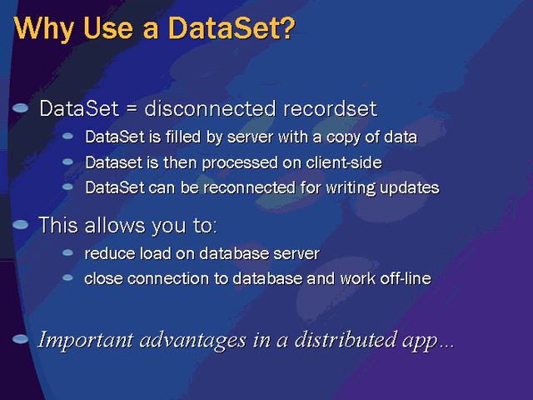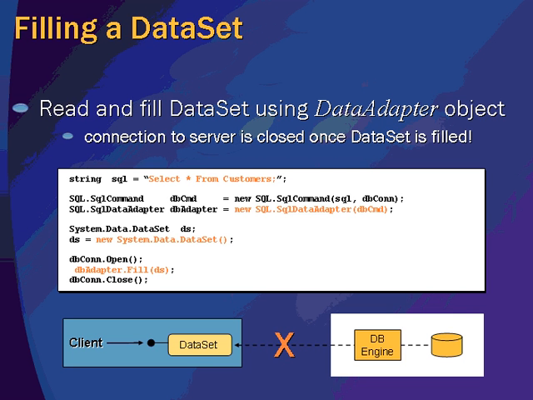Okay, so let's look at how this works. Here's the basic code, and then we'll go run a demo. The idea is, again, you open the connection, and the difference here is we're going to open the connection, do something, and immediately close it, because that's the idea. The data sits locally, and you disconnect. So in this case, there's an extra object, this data adapter. So let's look at the code a little bit, and then we'll go run the demo.